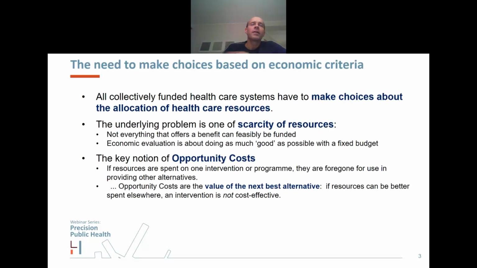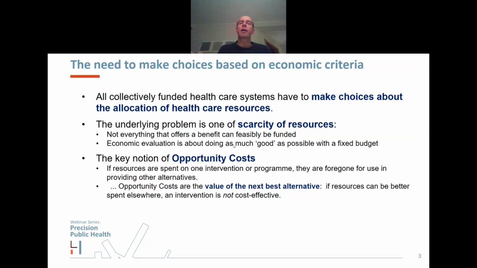So why do we need to make choices based on economic criteria? Now, the fact of the matter is that even in rich countries, even in countries as wealthy as this country, at the end of the day, resources are limited in any healthcare system, in any public system in the world. There are limitations. We can never fund as much as we ideally would want to fund. So we have to really make choices about how we allocate our scarce healthcare resources.